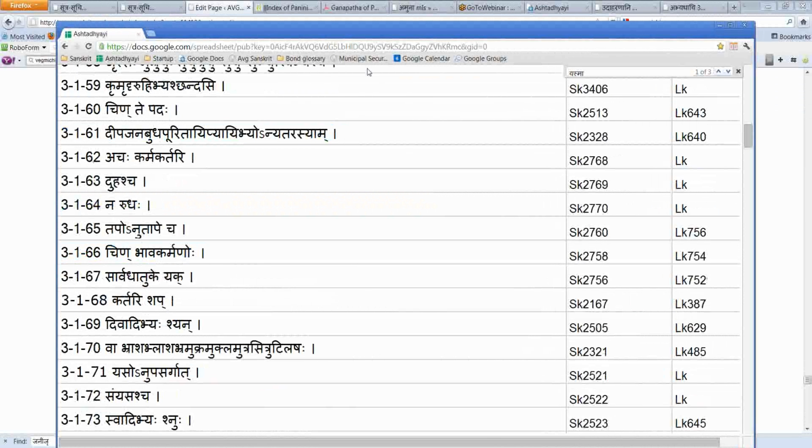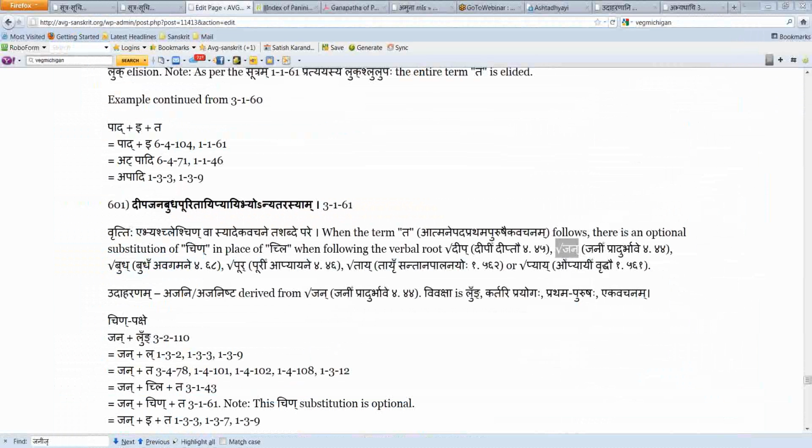When you look at this derivation, the same steps as Apadi which we did. We take this dhatu Jani Pradurbhave, meaning to be born. This is still Kartari, Pratham Purusha Ekavachanam. Now, this is Anyatarasyam, so we're going to get two forms: one is Sich Pakshe and one is Chin Pakshe. In Chin Pakshe, let's look at the same steps as Apadi, but we're going to get one extra rule here to stop this elongation. So let's look at the steps.